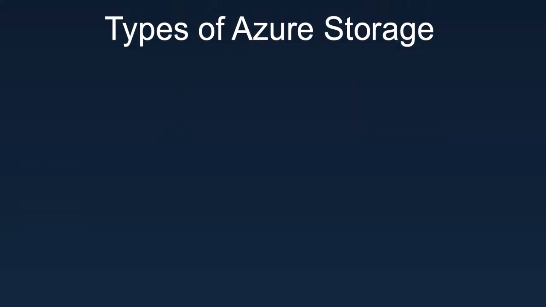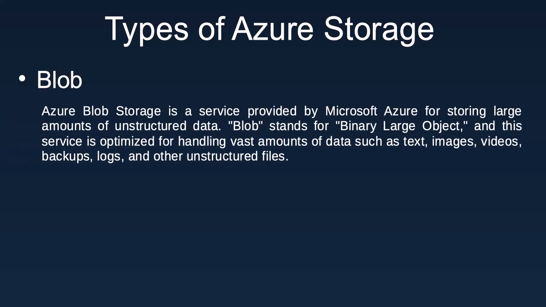So now we have different types of Azure storage. So the first one is the blob, right? Azure blob. So Azure blob is a service provided by Microsoft Azure for storing large amounts of unstructured data. So blob stands for binary large objects, and this service is optimized for handling vast amounts of data such as text, images, videos, backup, logs, and other unstructured files.